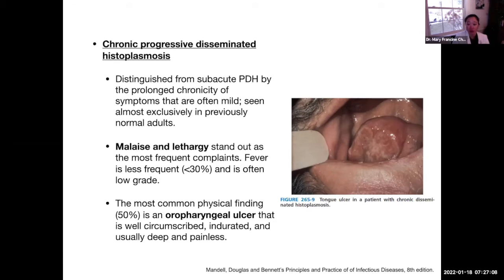Most common physical finding, though, is an oropharyngeal ulcer, an example of which you will see in the photo on your right. It will present as a well-circumscribed, indurated, and usually deep and painless lesion. And in this patient, it was found in the tongue.